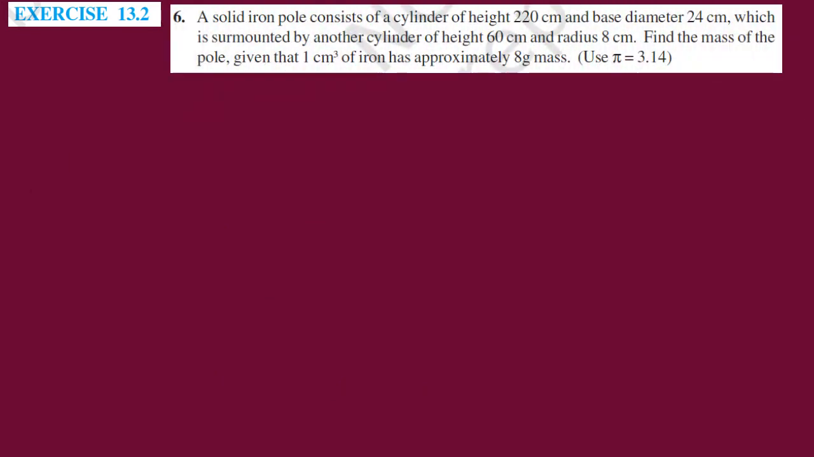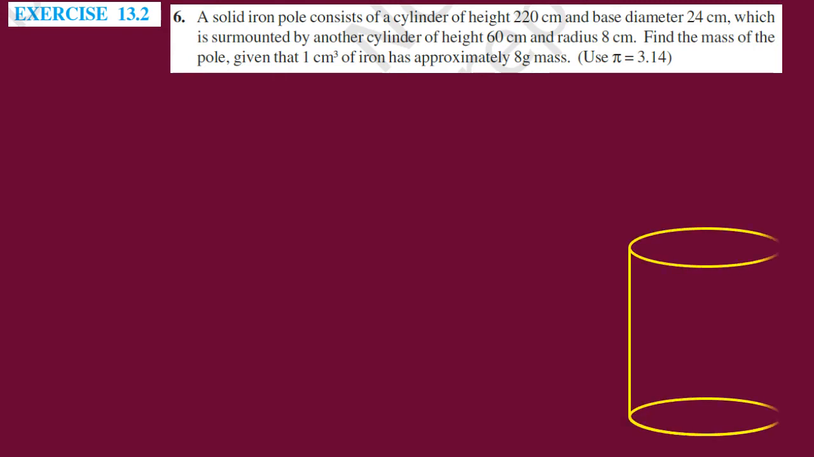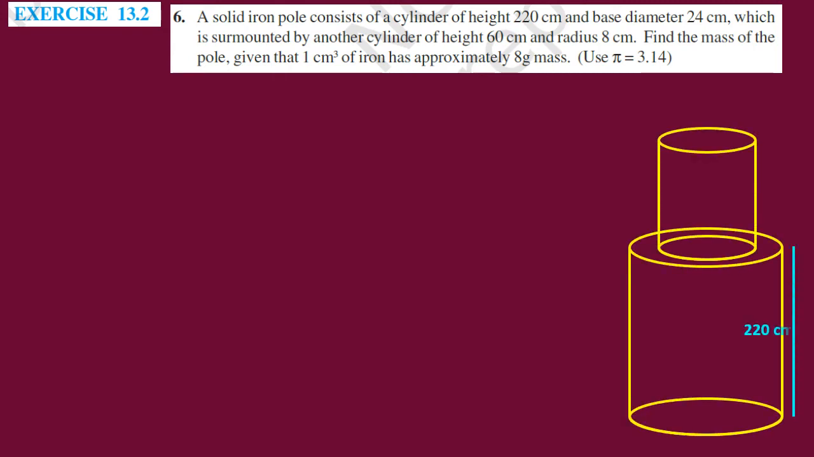Question 6. A solid iron ball consists of a cylinder of height 220 centimeter and base diameter 24 centimeter, which is surmounted by another cylinder of height 60 centimeter and radius 8 centimeter. Find the mass of the ball given that 1 centimeter cube of iron has approximately 8 gram mass. Use pi as 3.14. So figure is very clear. All the informations are given in the figure.